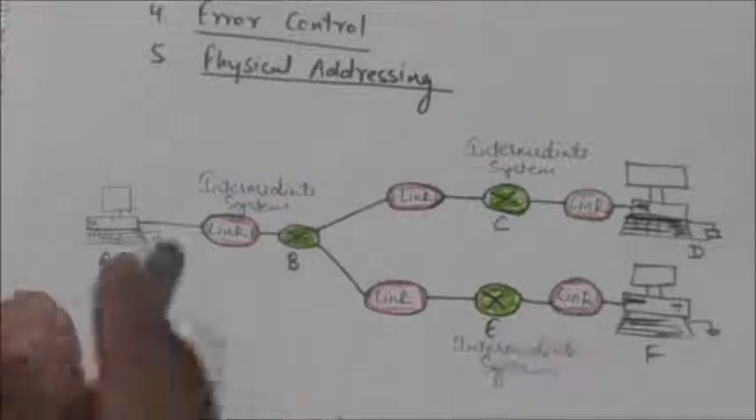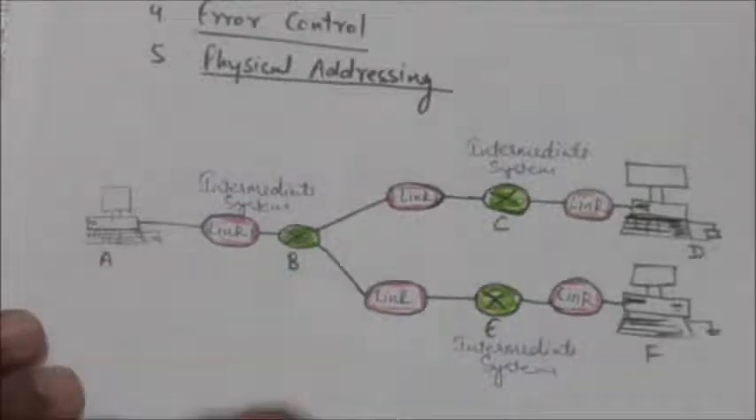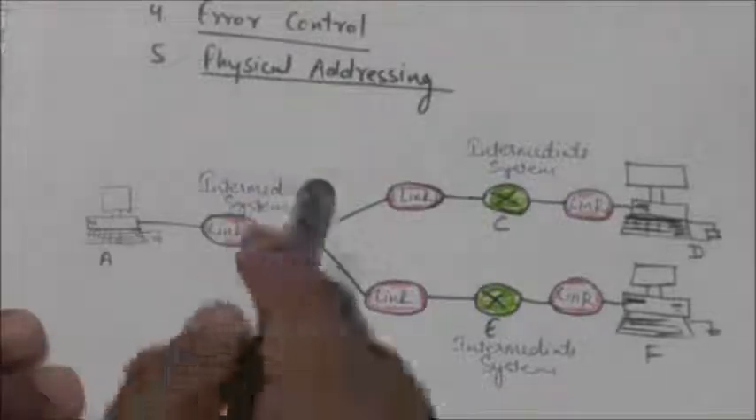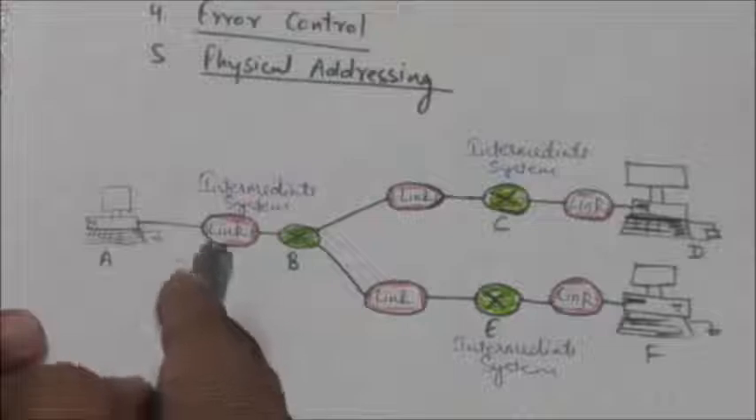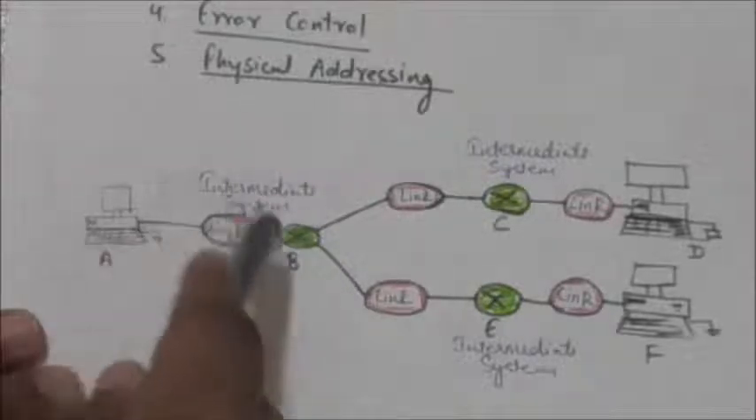This is the way node to node delivery is done by the data link layer. Communication at the data link layer occurs between two adjacent nodes, right?